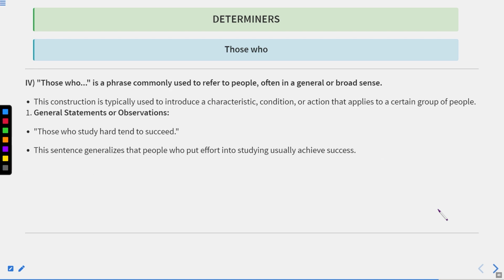Those plus who is a phrase commonly used to refer to people, often in a general or broad sense. This construction is typically used to introduce a characteristic, condition, or action that applies to a certain group of people. General statements or observations: those who study hard tend to succeed. This sentence generalizes that people who put effort into studying usually achieve success.